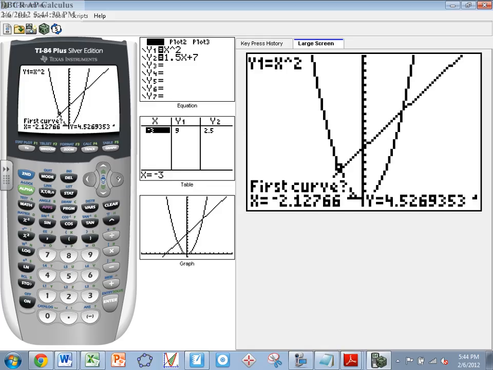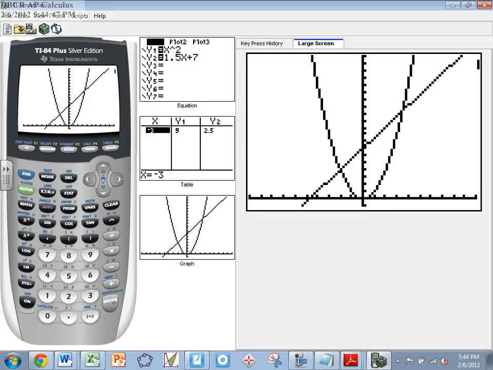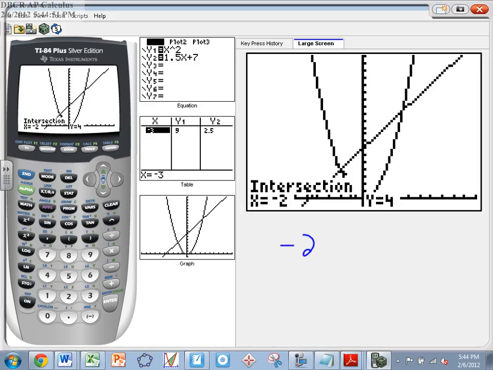Then it's going to say on the second curve. Well, the second curve is just this linear function. So it's already there pretty much, so just hit enter again. Now, it's going to then say to you, okay, guess a value. If you're in the area, you don't have to guess. Just hit enter one more time. When you hit enter that one last time, it will give you the intersection. Now, the intersection is -2 and 4. But clearly we said again, the x value is what's important.